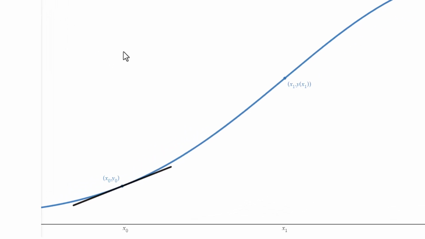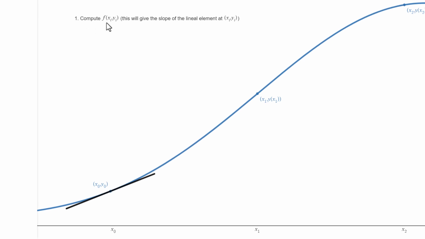And you can see right here what I've said. First thing you're gonna do is compute f of x sub i, y sub i. In our case, we started with x naught, y naught. But if you're at the ith iteration, then x sub i, y sub i. And that will give you the slope of the lineal element at that point.